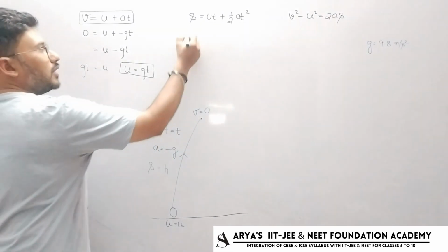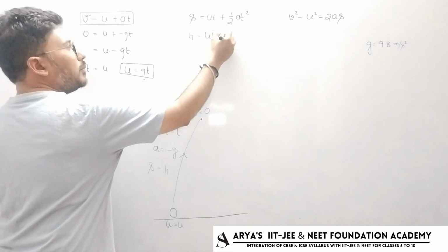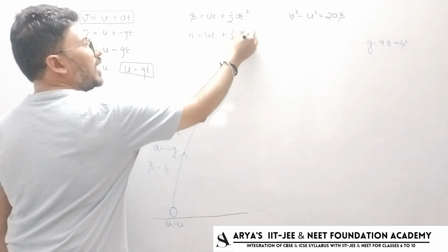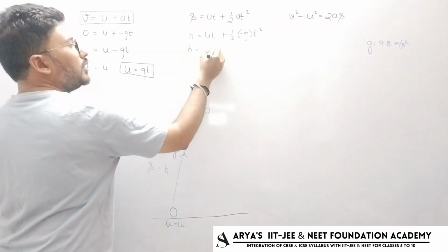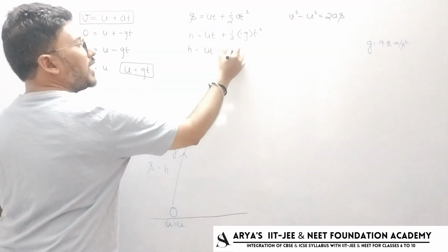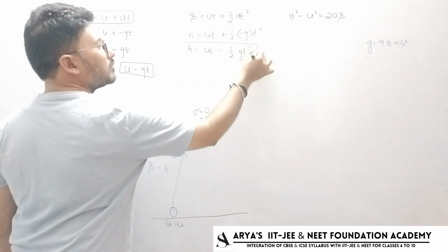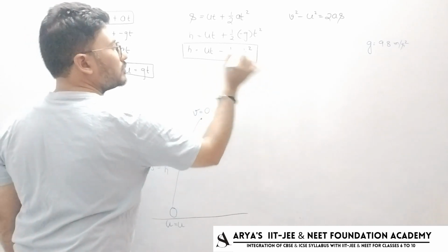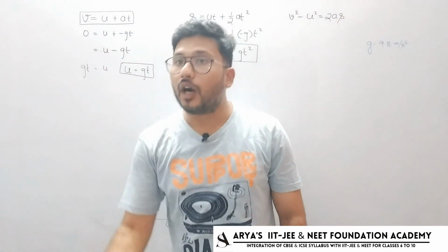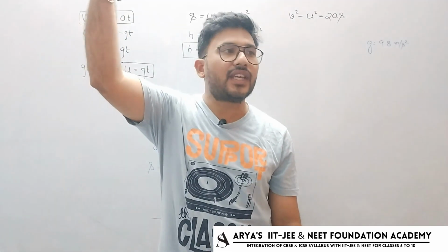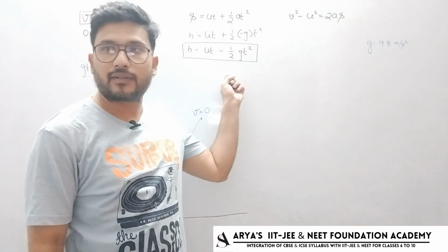Now substitute these again here. H is equal to ut plus half minus g t square, that is, h equals ut plus 1 by 2 into minus g t square. So if you want to calculate how much height it has reached, or how much distance it traveled to reach that height, you can use this formula.